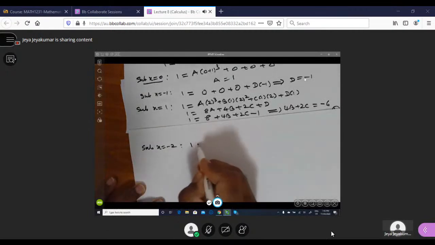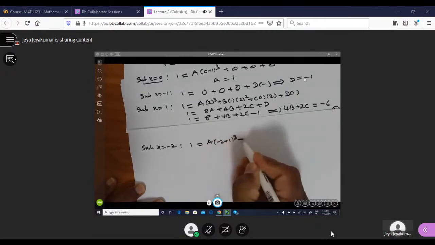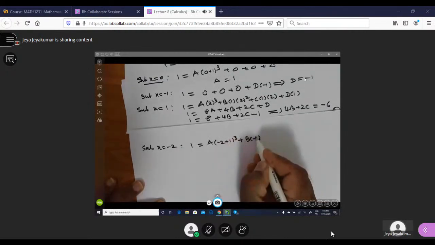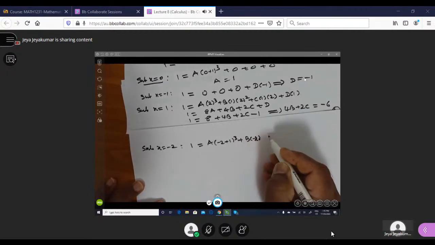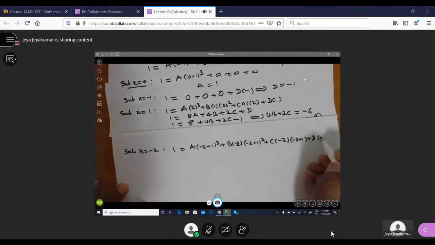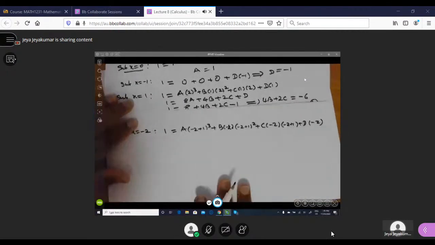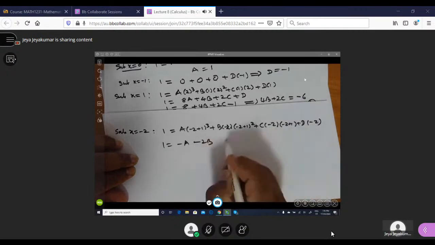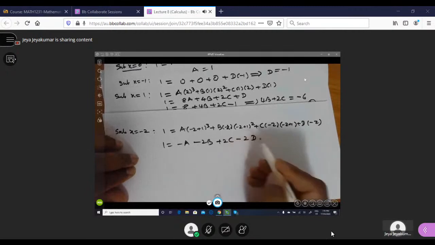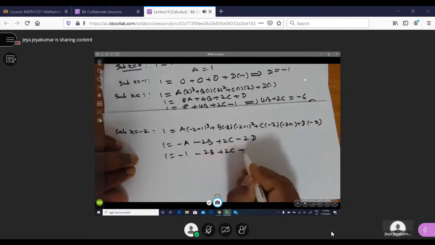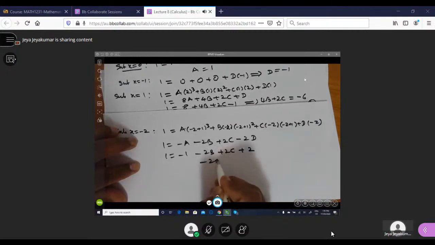So if we substitute x equals minus 2, 1 equals a times (minus 2 plus 1) cubed, plus b times minus 2 times (minus 2 plus 1) squared, plus c times minus 2 times (minus 2 plus 1), plus d times minus 2. Let's see what we get here. That gives you 1 equals, that's minus 1, so it's minus a. Here, that's minus 1 times 1, so minus 2b. And here, minus 2 times minus 1 is plus 2c, and minus 2d. We know that a equals 1, so that's minus 1, minus 2b plus 2c. d equals minus 1, so that is plus 2. So that gives you minus 2b plus 2c equals 0.